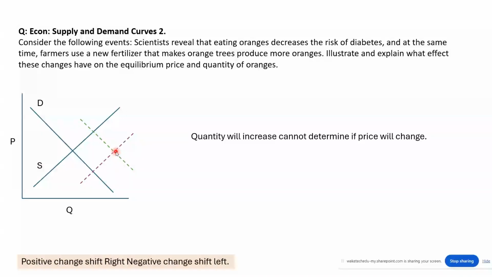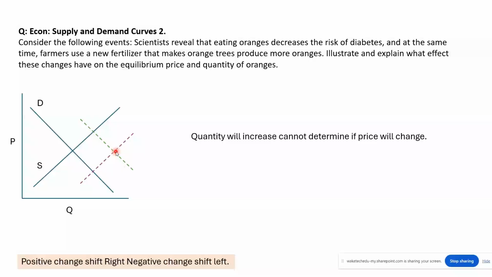But the way I think of supply and demand curve shifts is my first question to myself is, okay, who's being impacted? The consumer or the supplier? If it's the consumer, my demand curve is going to shift. If it's a positive change, it's going to shift to the right. If it's a negative change, it's going to shift to the left. And that's true for both the demand and the supply curve. So, again, who's being impacted, the consumer or the supplier, and is it a positive change or a negative change?